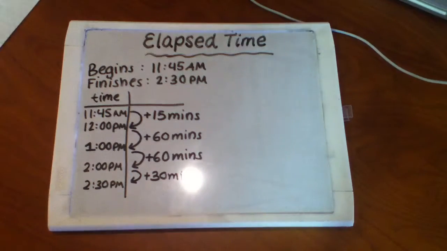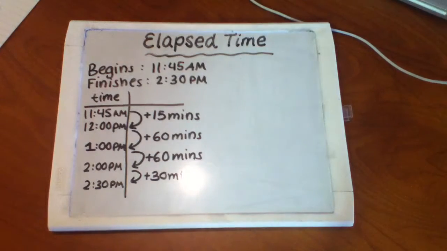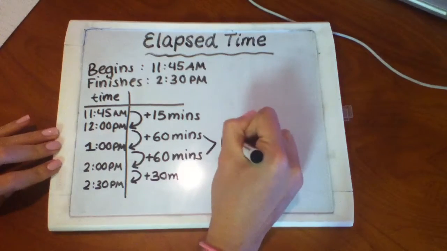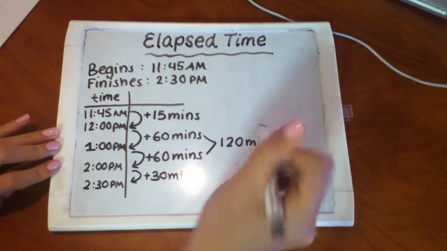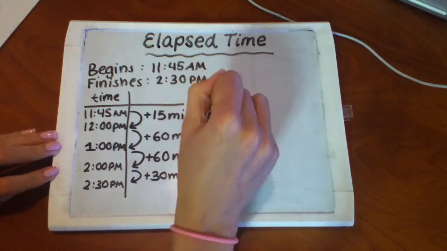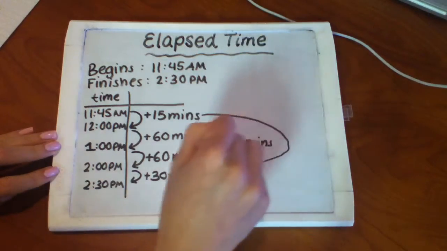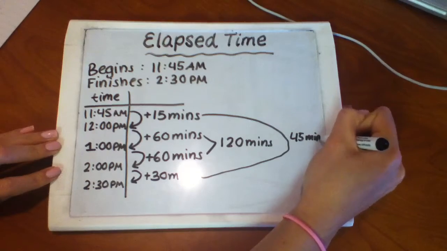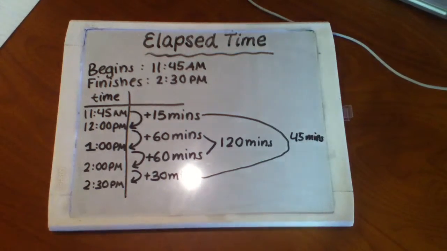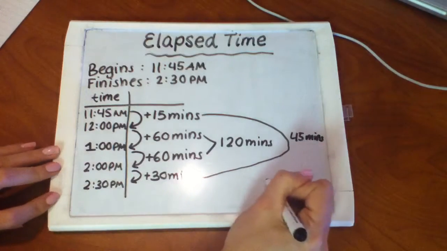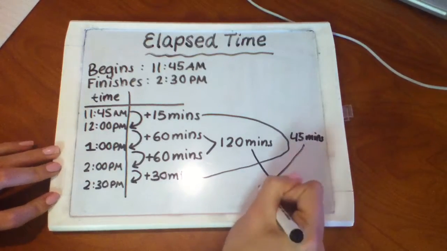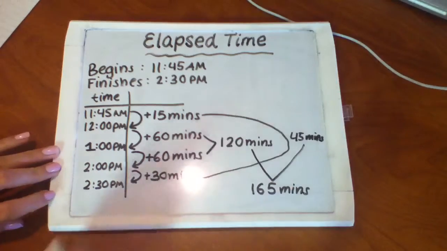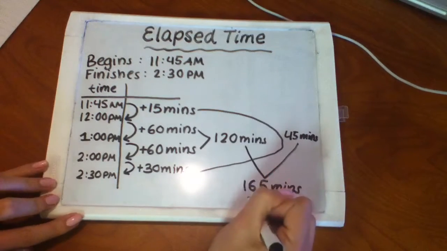So now we have our amount of time on this side. All we need to do is add it all together and see what we get. We can add the two biggest numbers, which are 60s. That's 120 minutes. And then if we add 15 and 30, that brings us to 45 minutes. So 120 plus 45 minutes is 165 minutes. Also, that is known as 2 hours and 45 minutes.